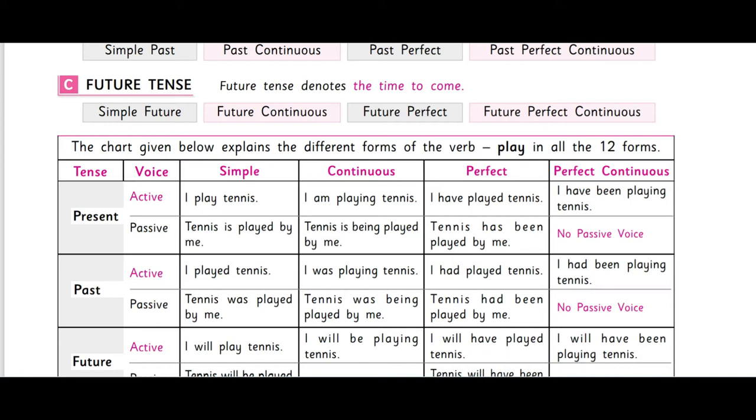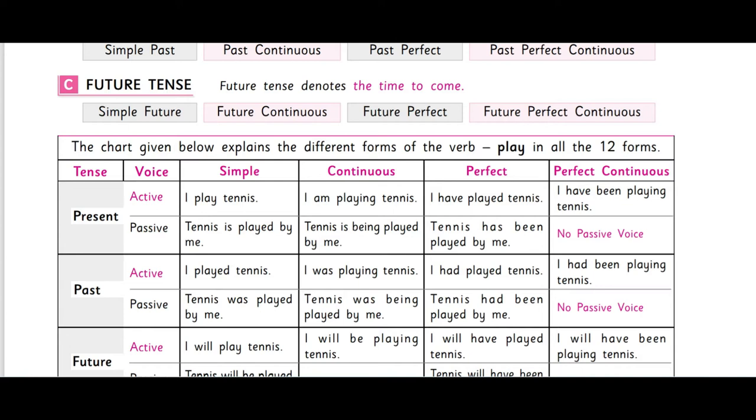Okay, next is the continuous tense. I was playing tennis. How do we convert it into passive voice? Object plus was or were plus being plus V3 plus subject. That is why we know it is always V3. So, tennis was being played by me.